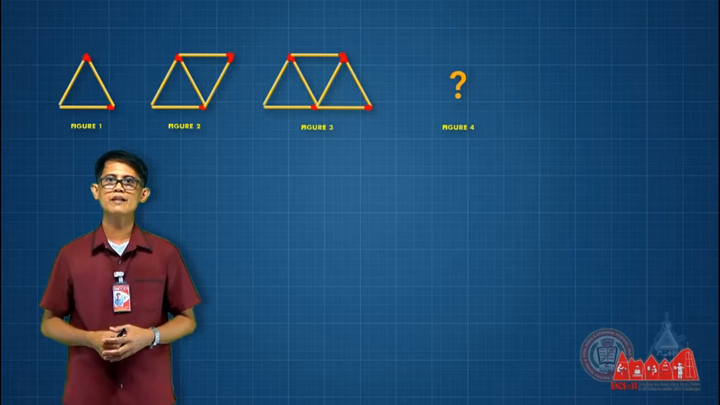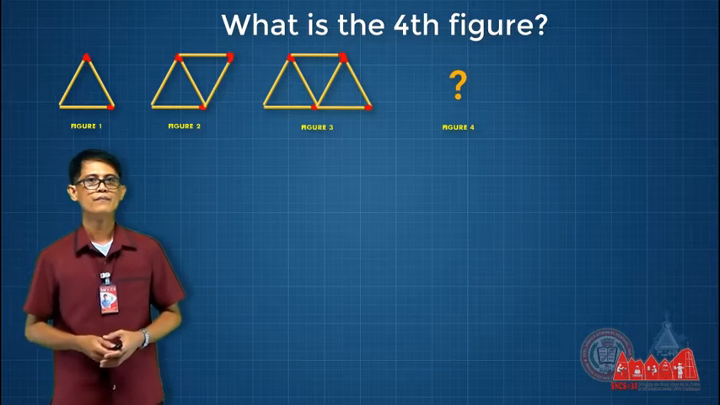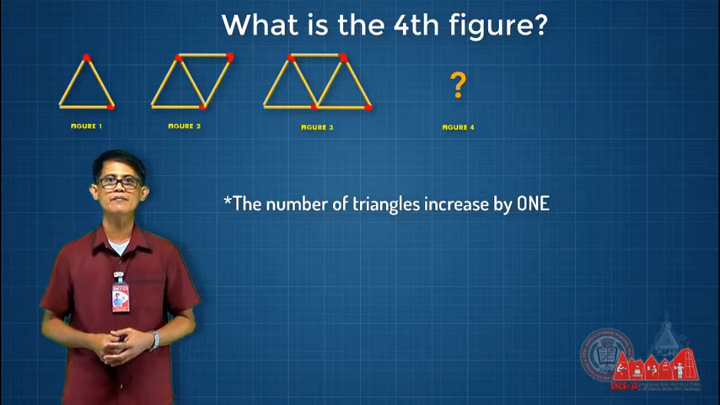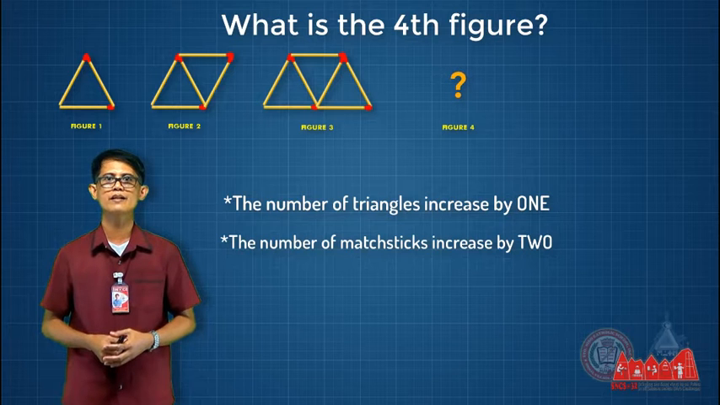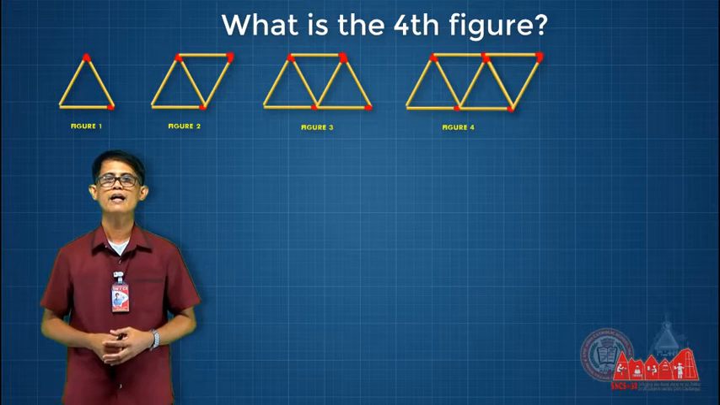This is one of my examples in our previous video, the what comes next activity, remember? The question was, what comes next in this figure sequence? Or what is the fourth figure? So what did we do? We analyzed the figures and obviously it's a growing pattern. The number of triangles increased by 1. At the same time, the number of matchsticks increased by 2. So the fourth figure must have 4 triangles having 9 matchsticks.